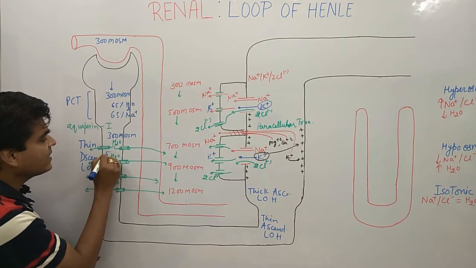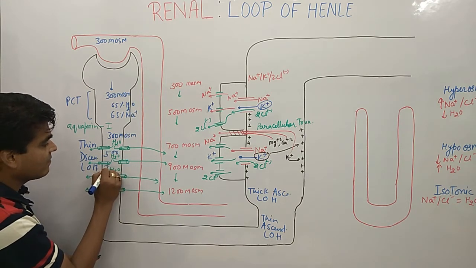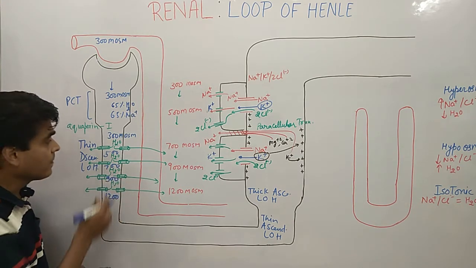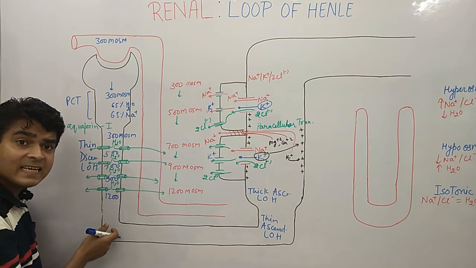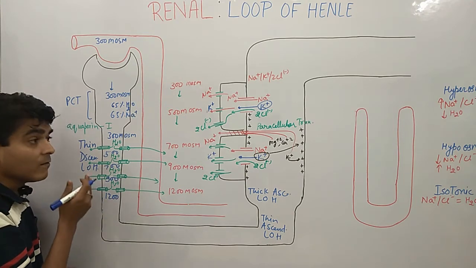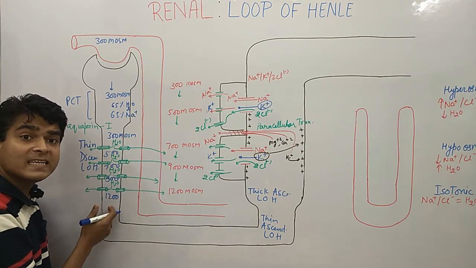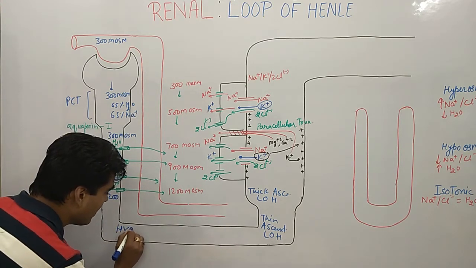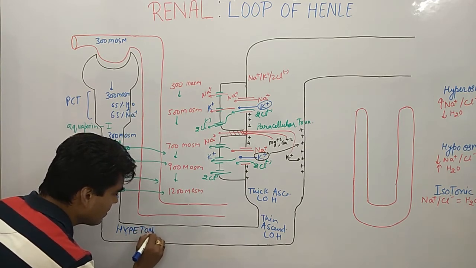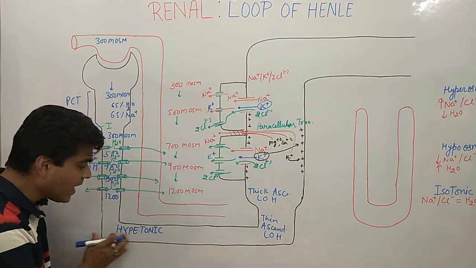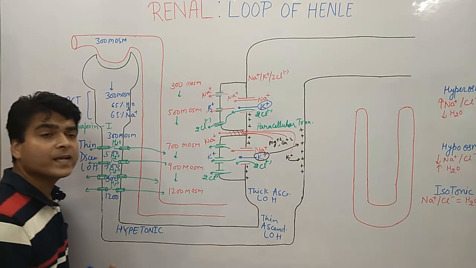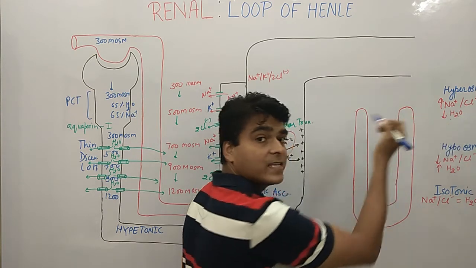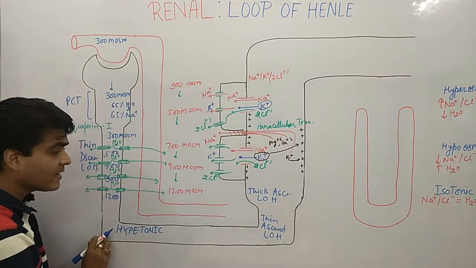So here we have 500, then 700, then 900, and then 1200. Osmolarity is increasing in this area. So it means this area becomes hypertonic. Hypertonic means too much sodium and chloride and a lesser amount of H2O. Clear, everyone? So this area becomes hypertonic.